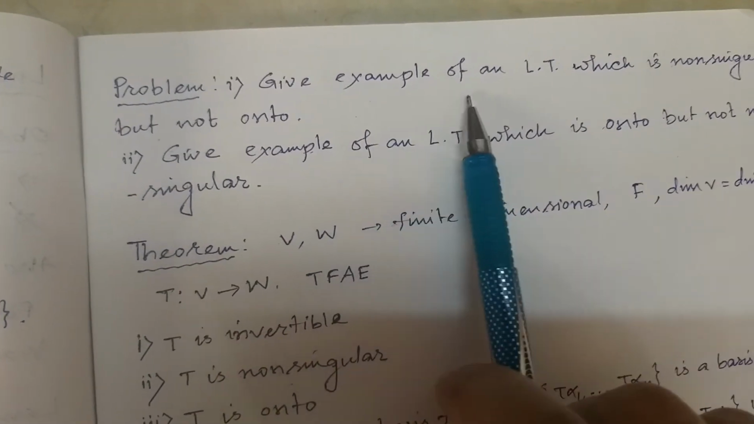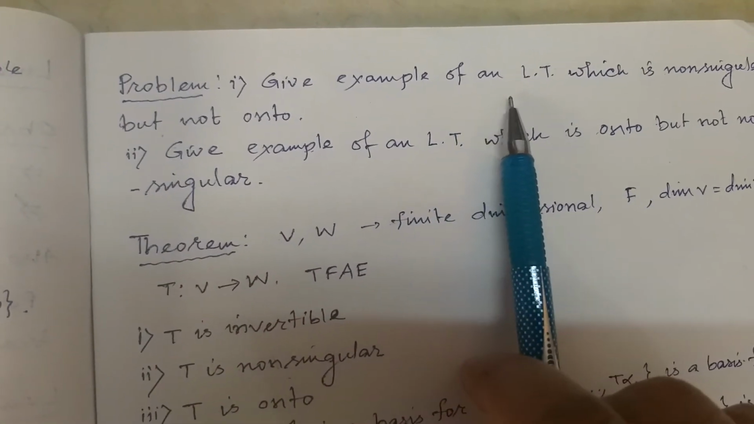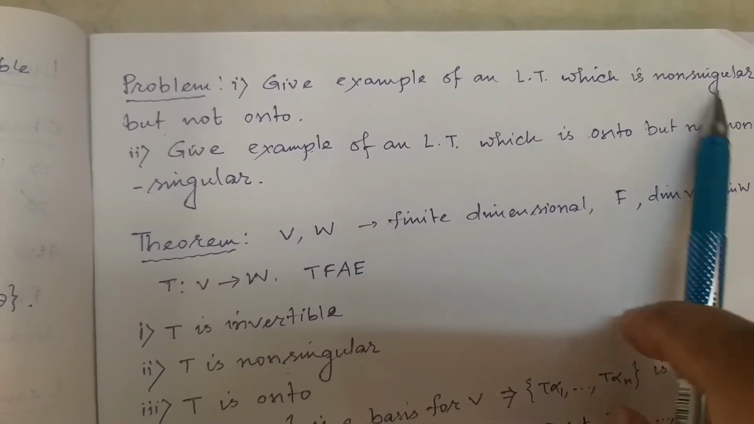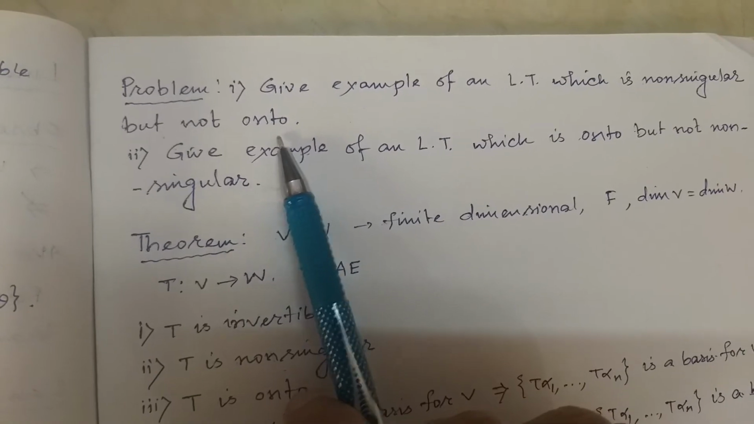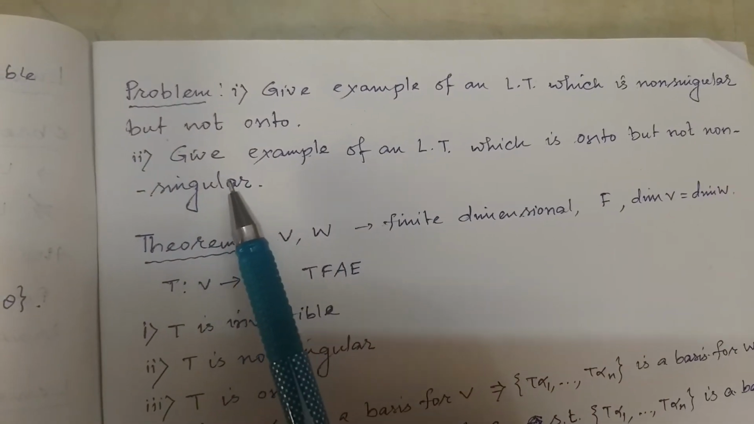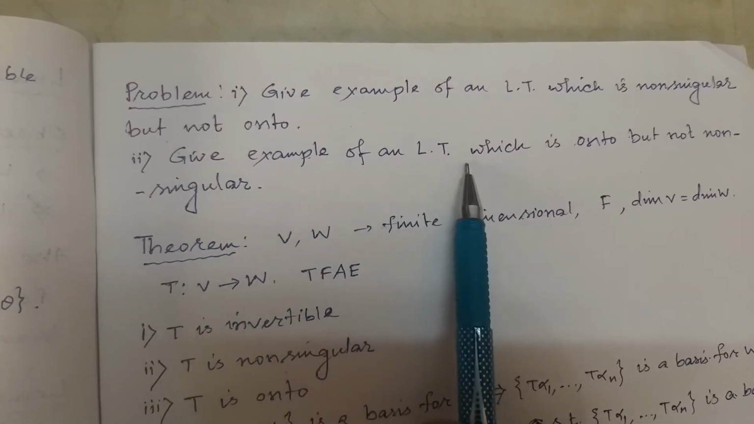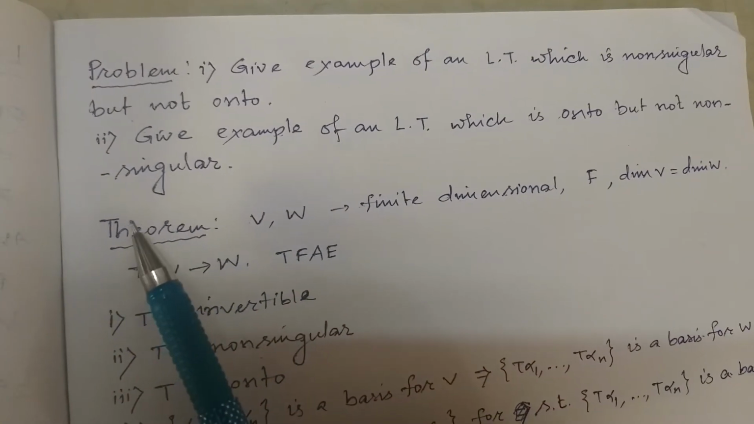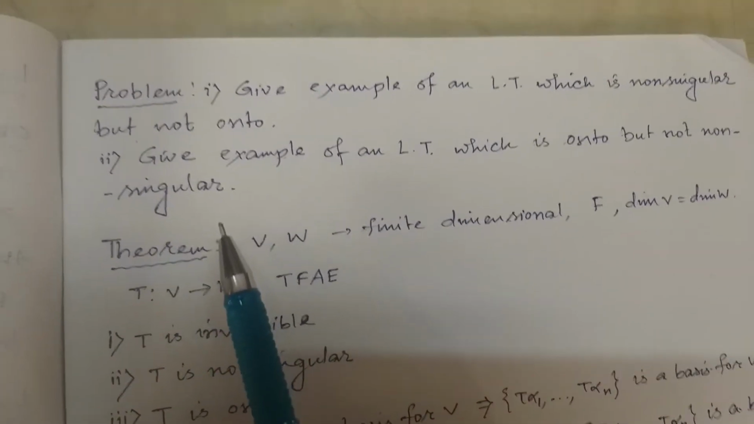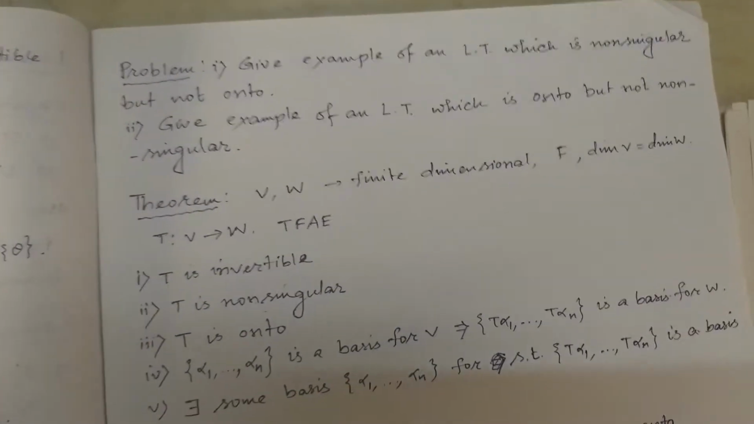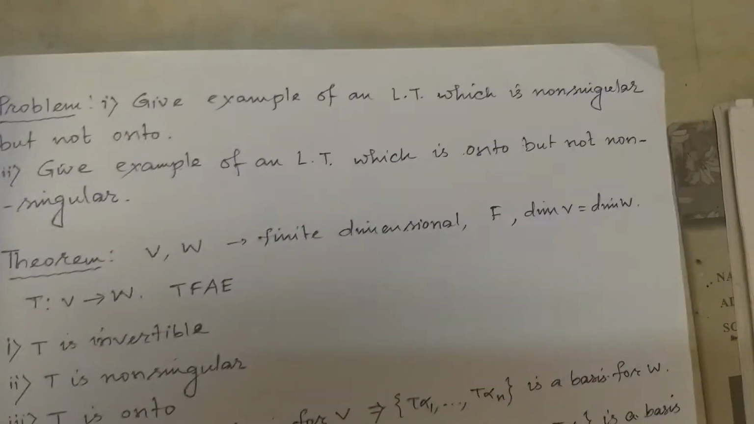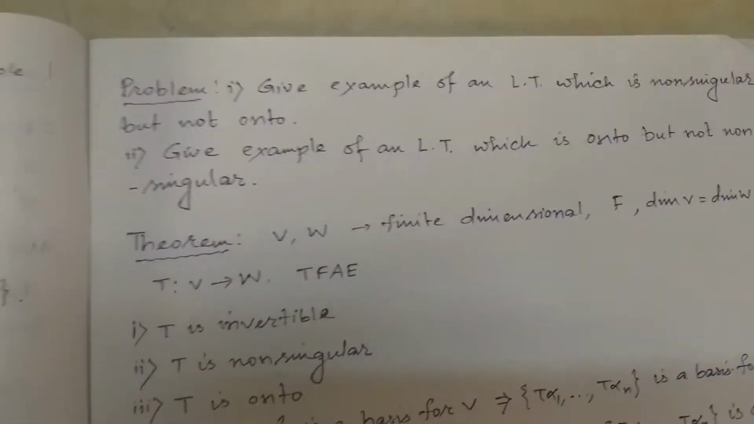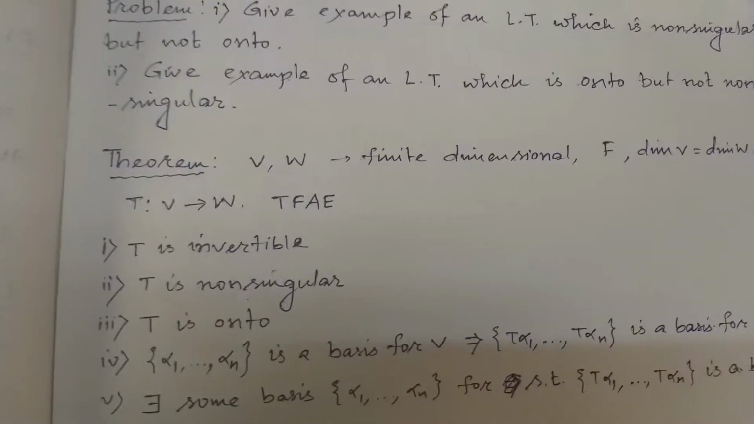Next problem. Give an example of a linear transformation which is non-singular but not onto. And another problem, give an example of a linear transformation which is onto but not non-singular. To solve this, you have to consult your book, and these are important because only using the notes one cannot be sound in any subject.